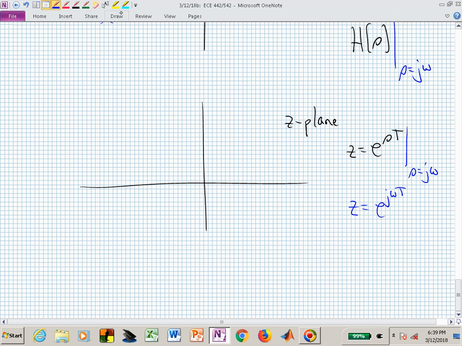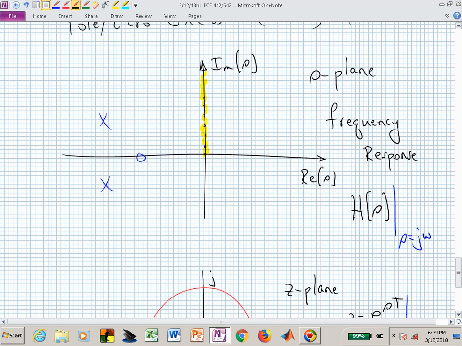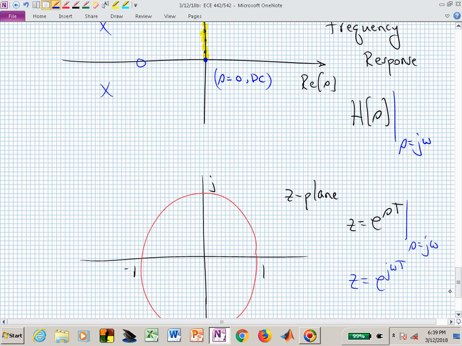Which means now that I'm on this unit circle. So I'm at 1, I'm at minus 1, I'm at j1, I'm at minus j. Z equal e to the j omega is somewhere on that unit circle. Where's DC in the S-plane? Where's zero frequency? DC is right at S equal to 0. Where is that in the Z-plane?